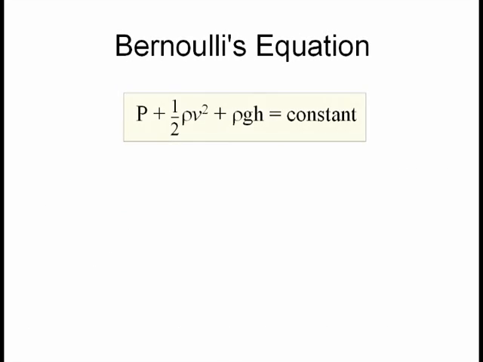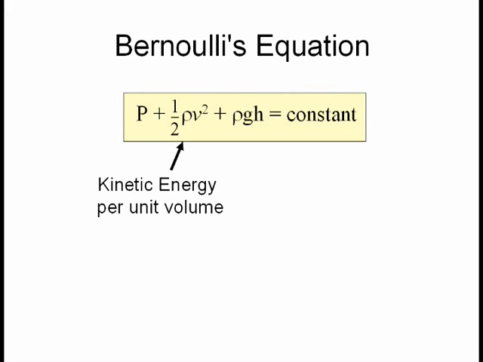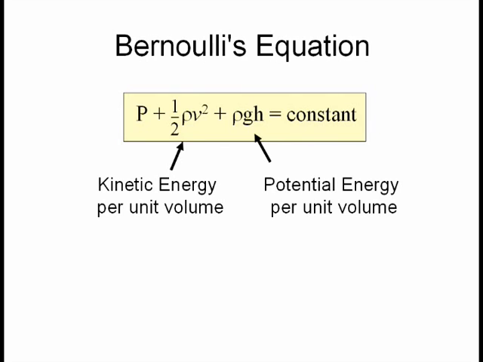Bernoulli's equation has three terms to it. The first term is atmospheric pressure. The second term is kinetic energy divided by the volume. And we know if we divide mass by volume, we get density. So that's where the rho comes from. The third term is the potential energy divided by the volume. And the sum of these three terms has to stay constant within the moving fluid.